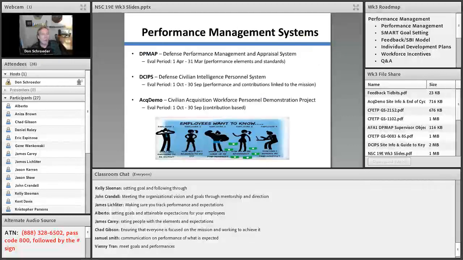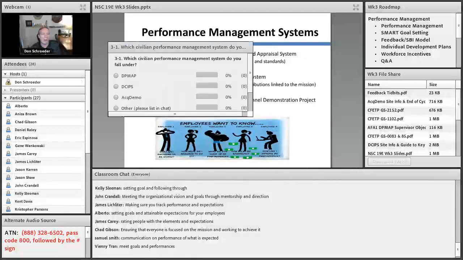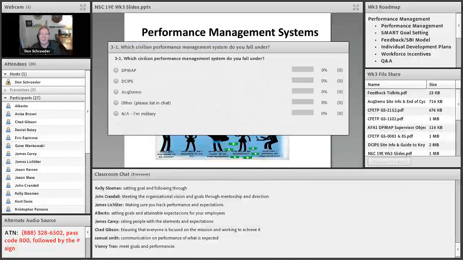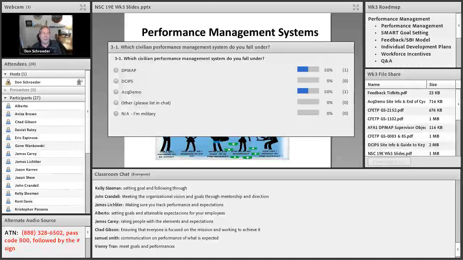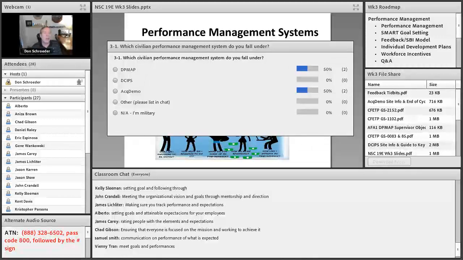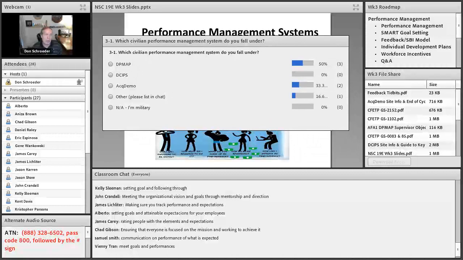All right. So we talk about performance management. Let me ask you this real quick. I'm going to bring over a slide. I mean, not the slide, my first poll. We've got 4 of these for you today. All right, so my first poll asks you, what performance management system do you personally happen to fall under? Right? Are you in DPMAP? Are you in DSIPS? Are you in ACDEMO? Or are you in something else? If you are in something else, please type it in the chat pod. Or this doesn't apply to me because I'm military.